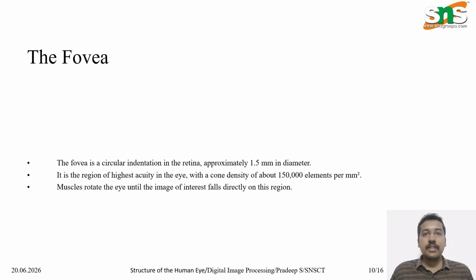The fovea is the region of highest visual acuity. It contains the highest density of cones and is responsible for sharp central vision. The fovea is a circular indentation in the retina, approximately 1.5 mm in diameter. It is the region of highest acuity in the eye, with a cone density of about 150,000 elements per millimeter square. Muscles rotate the eye until the image of interest falls directly on this region.